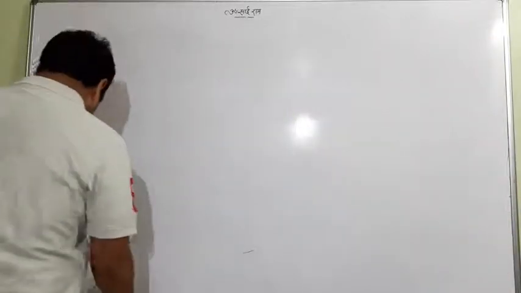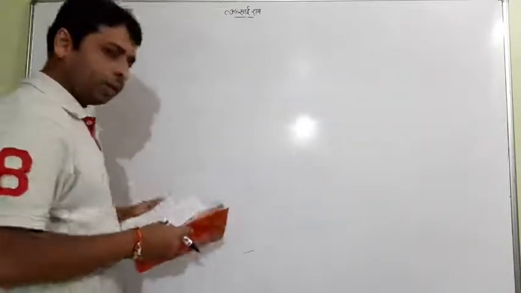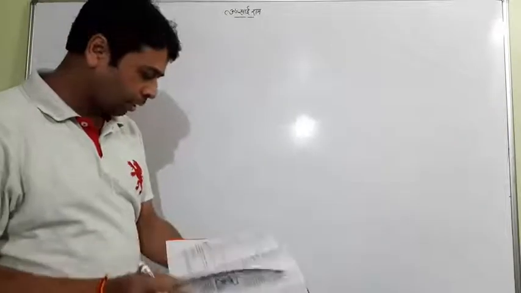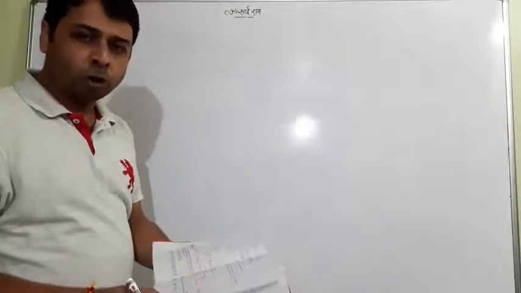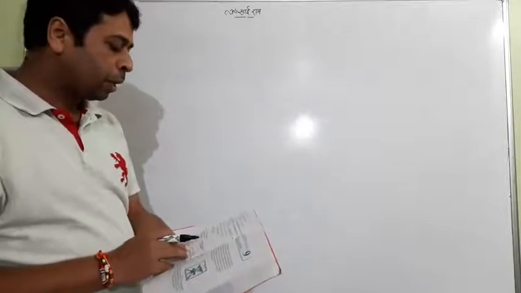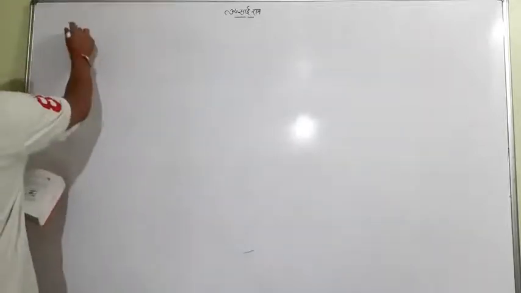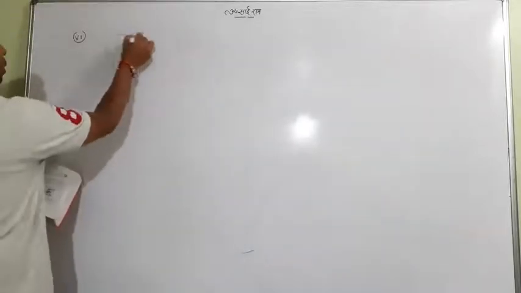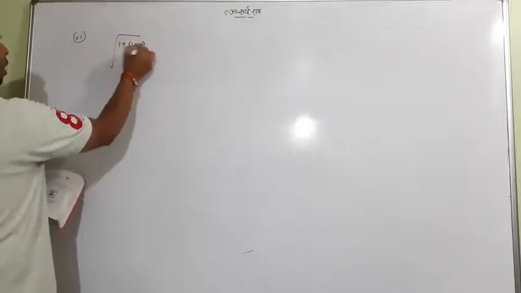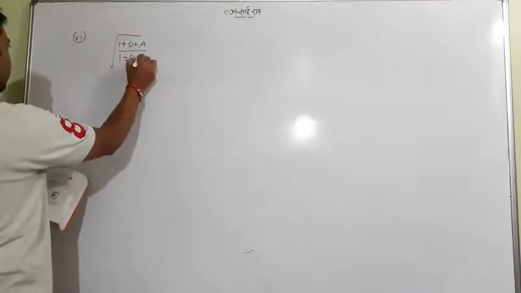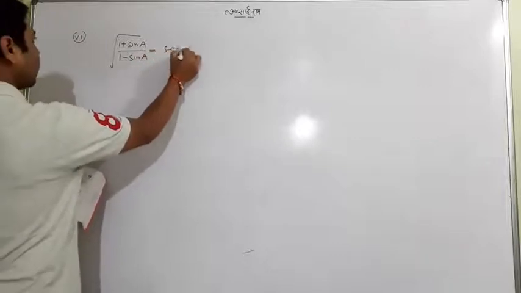Let's see, one more question we will try. The fifth one I will tell you in the end, because a similar example, number 15, I dropped. So both I will tell you together. So let me do the sixth one. 1 plus sine a upon 1 minus sine a, under square root, is equal to sec a plus tan a.